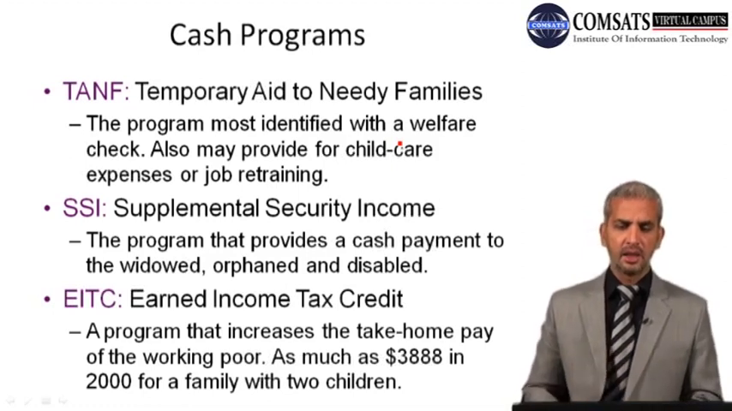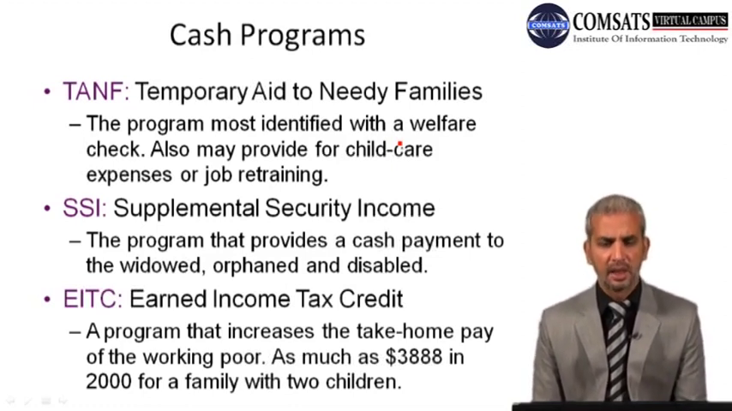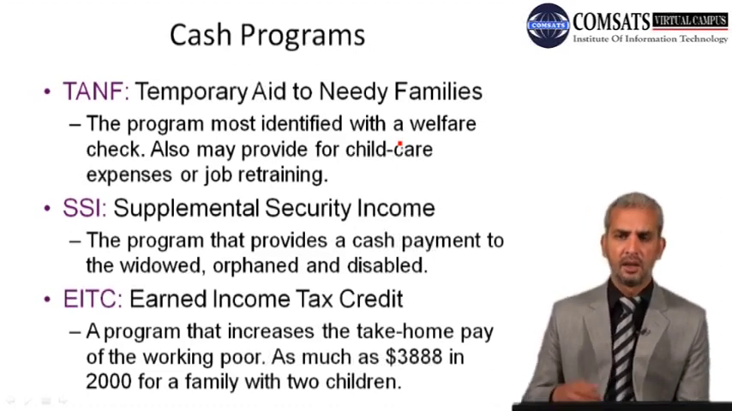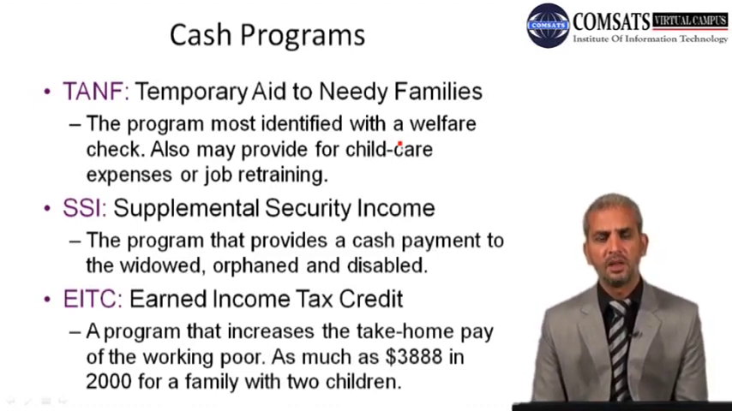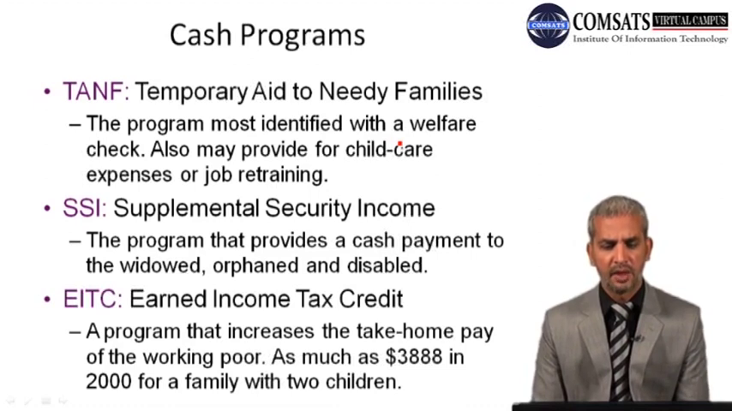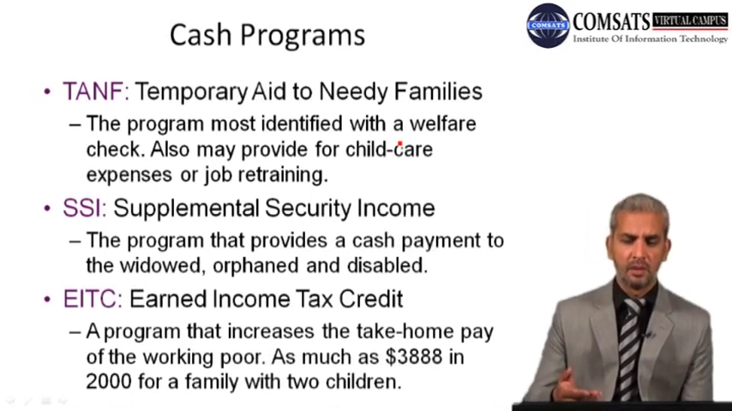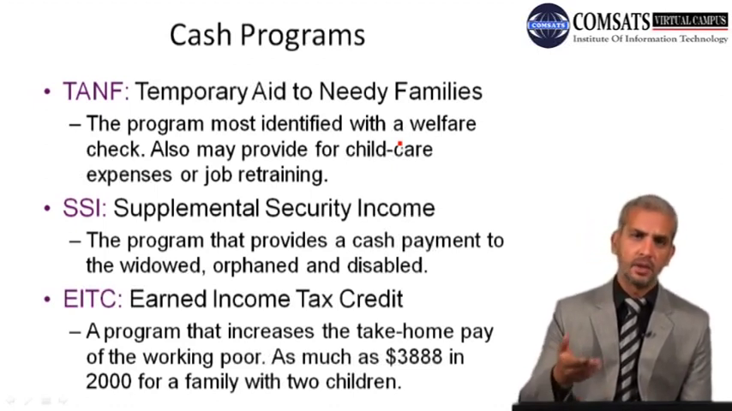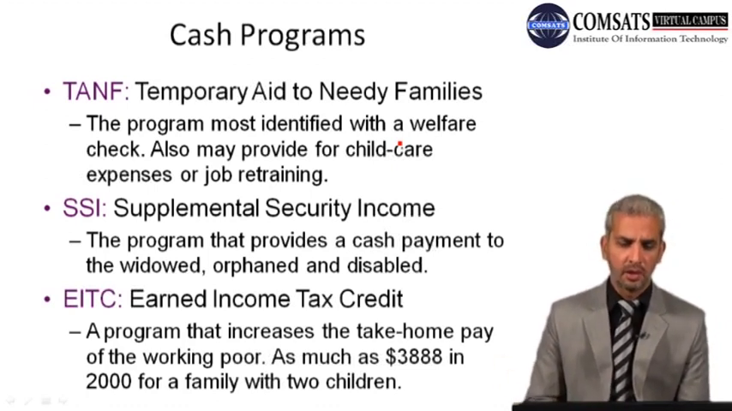So in any case, there are basically two types of programs being run in USA. The cash programs, in which direct cash transfers are made, and then there are programs in kind, in which either food stamps or healthcare facilities, or for example schooling is provided. So this is a list of certain cash programs in USA. The first one is temporary aid to needy families, the program most identified with the welfare check, which also may provide for childcare expenses or job training.